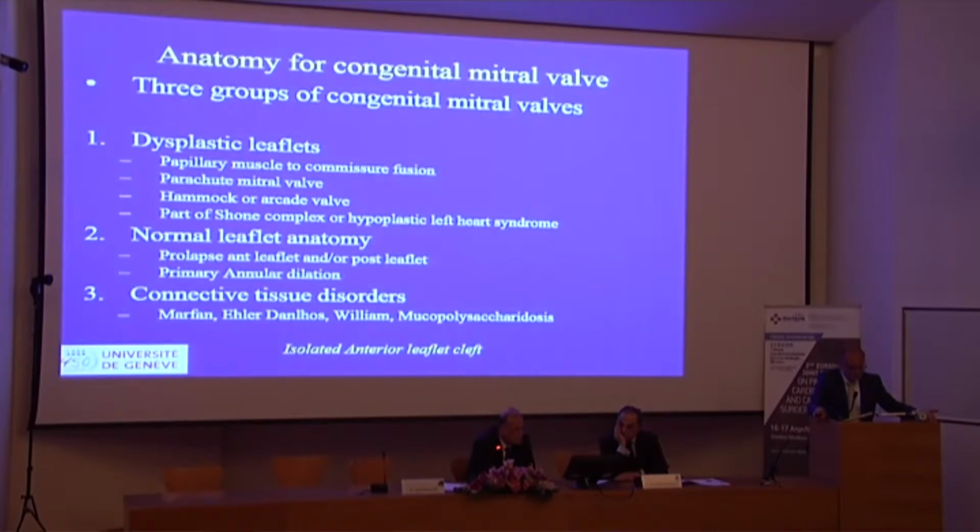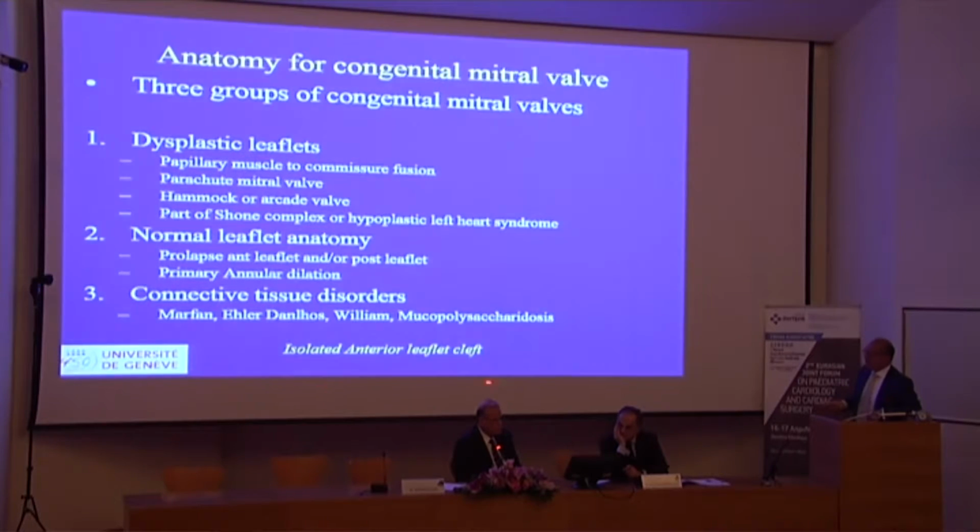And then you have the second category of patients with normal leaflet anatomy, and here we have the prolapse of the anterior leaflet and/or posterior leaflet, and the mitral insufficiency due to primary annular dilatation. And then the third group is the mitral malformation associated with connective tissue disorders like Marfan, Loeys-Dietz, Williams, and so on.